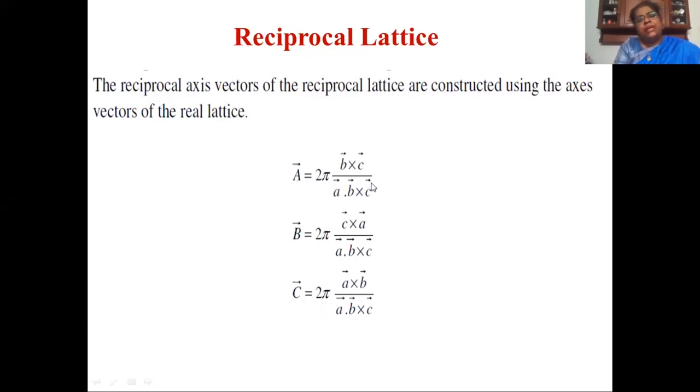So now, this is the formula given. Look at this formula. This 2 pi is for cyclic. Because of the periodicity, 2 pi is introduced. Don't worry about it, it's not going to do anything here. But conceptually, it is very important.